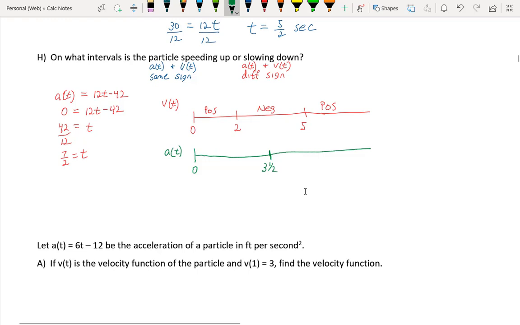So we need to find out where a of t is positive versus negative. So I need to plug in, you know, like t equals 1 into a of t. So a of t, if you plug in 1, you get 12 minus 42. So this is definitely going to be negative. If you plug in, say, 4, you get 12 times 4 is 48, and 48 minus 42, this side's going to be positive. Okay? And again, the whole idea is, where are they both the same sign or different signs?